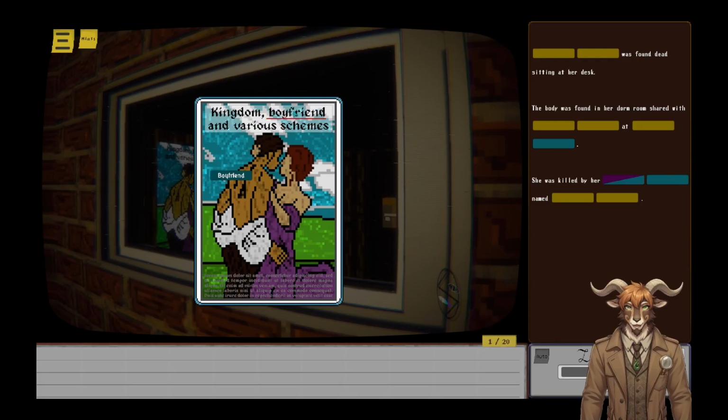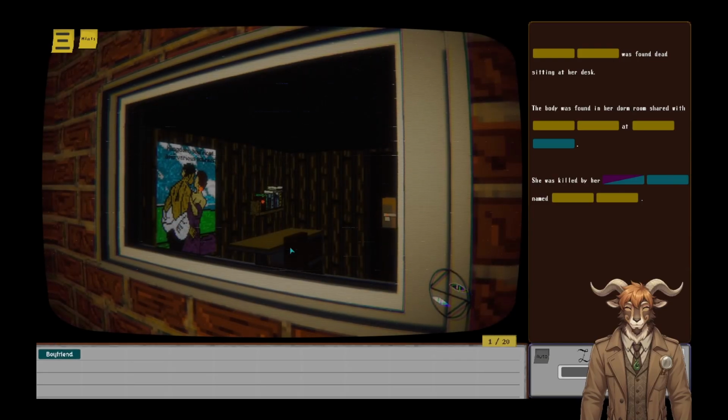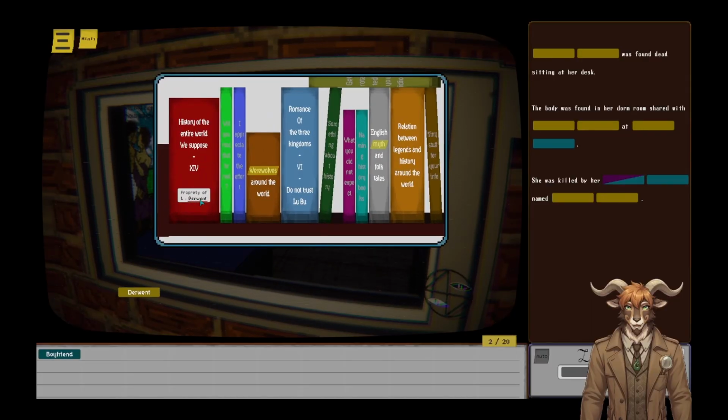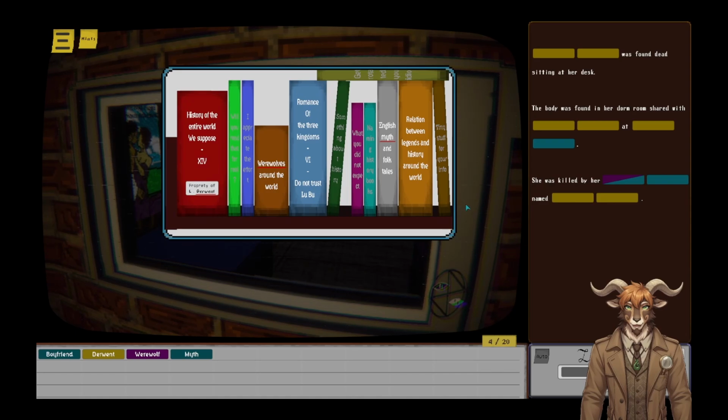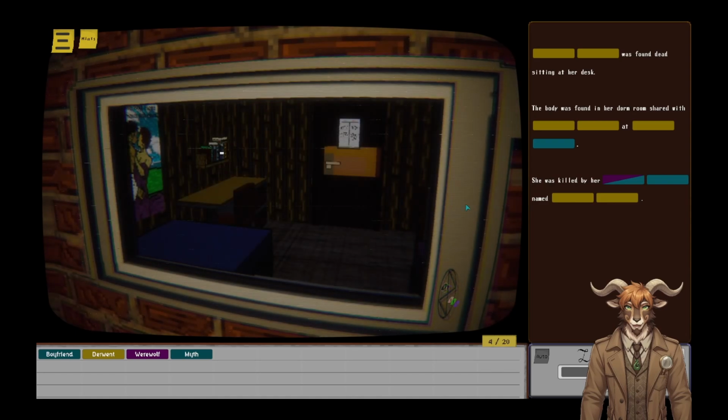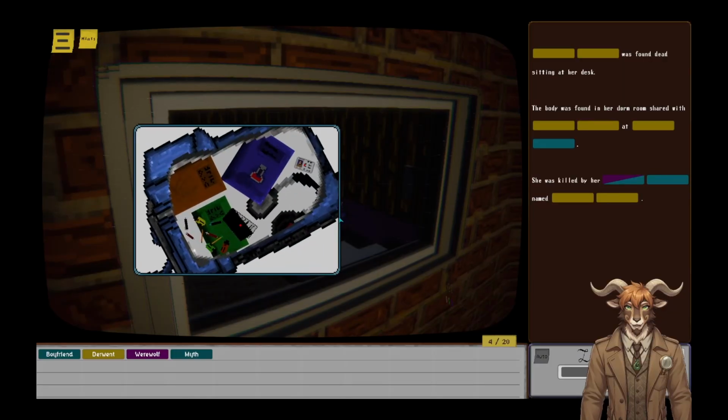Kingdom Boyfriend of Various Schemes. I'd watch this movie. Looks alright. I'm not one for rom-coms, but why not? History of the entire world, we suppose. Will you read that for real? I appreciate the effort. Werewolves are in the world, romance of the Three Kingdoms. Do not trust Lubu. Something about history, what you did not expect. Naming history books. Get rotated, you idiot. And the other one was English myth and folktales, relation between legends and history around the world, and tiny stuff for your info. Oh, good sense of humor this game.